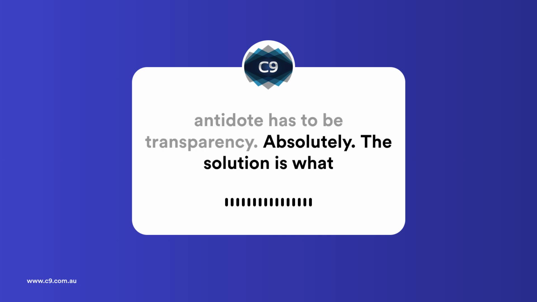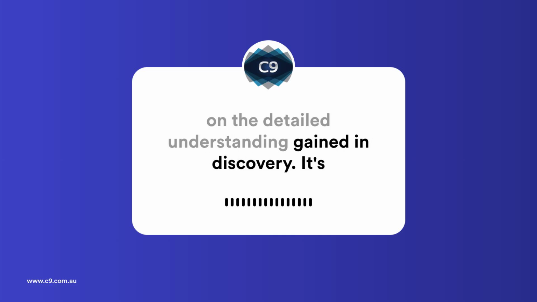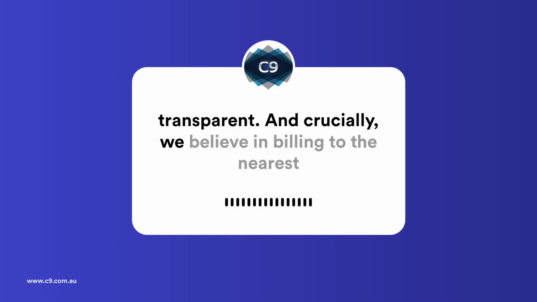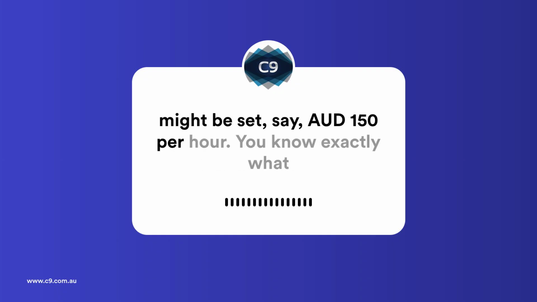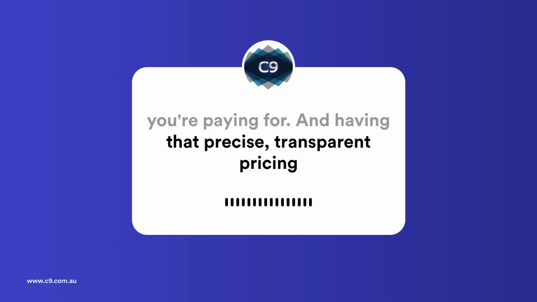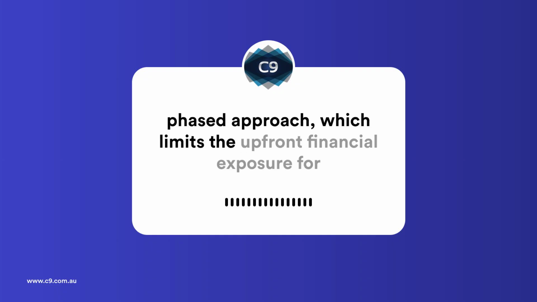Absolutely. The solution is what we call discovery-based pricing. It's precise because it's based on the detailed understanding gained in discovery. It's transparent. And crucially, we believe in billing to the nearest hour. Maximum accountability. For example, a clear hourly rate might be set, say, AUD 150 per hour. You know exactly what you're paying for. And having that precise, transparent pricing structure enables another key risk management strategy, the phased approach, which limits the upfront financial exposure for the executive.